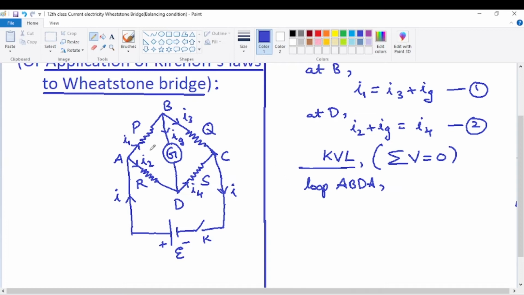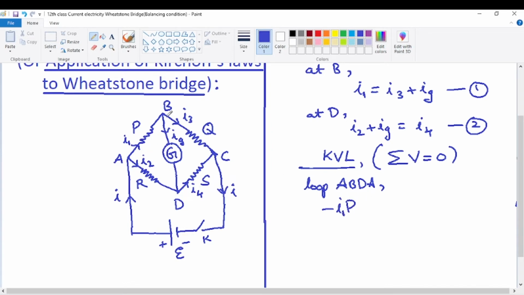So for the loop ABDA, firstly we are going across AB. In the direction of current, we have already seen that the change in potential is negative. Why? Because current always flows from higher to lower potential. So when we are going in this direction, we are going from higher to lower, so the final potential is lower. Change in potential is final minus initial potential. Finally we reach the lower potential, so lower minus higher is negative. So the first potential difference is negative. What is the exact value from Ohm's law? Current into resistance, I1 into P.